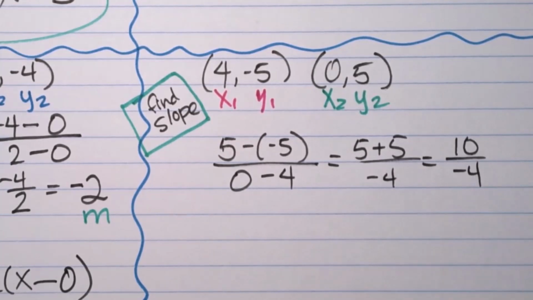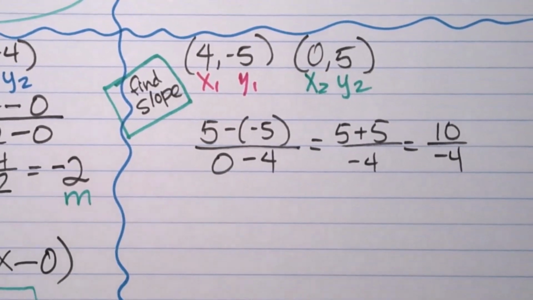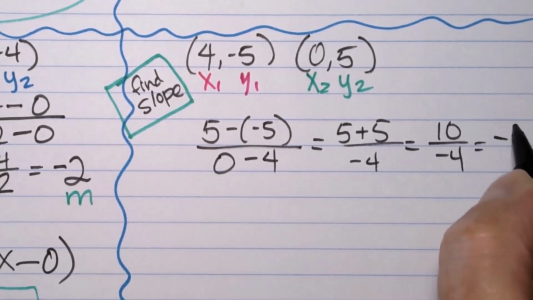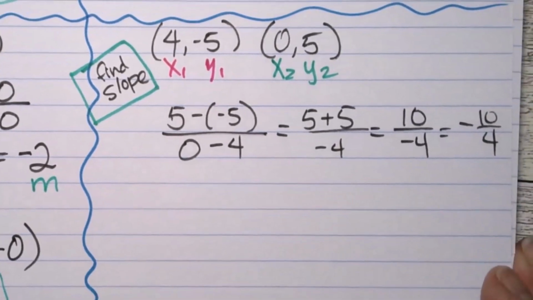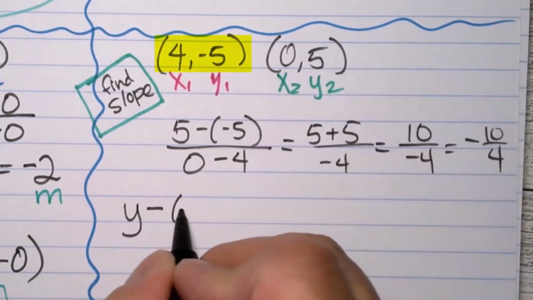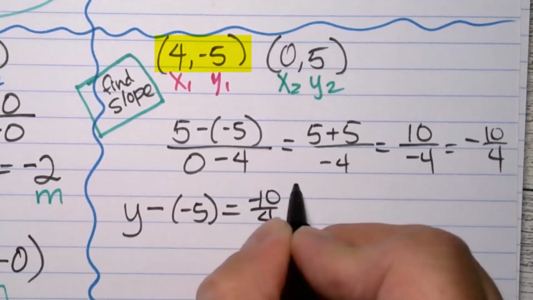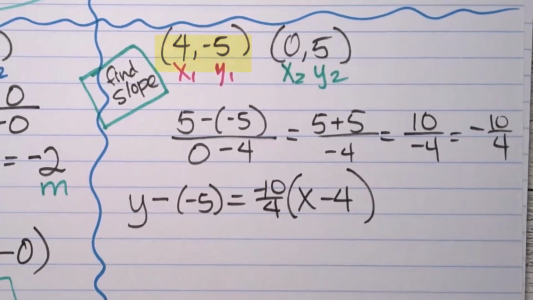Now the thing is that's awkward for me. A negative fraction is either negative on the top or negative on the bottom, not both. So I'm going to just rewrite this as negative 10 over 4. Now we use that for our slope. We're going to pull a point. And this one I decided to not use the 0 point. I'm going to go ahead and use the first point. So I have y minus negative 5 equals negative 10 fourths times x minus 4.